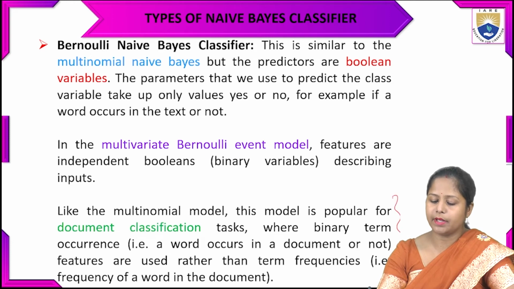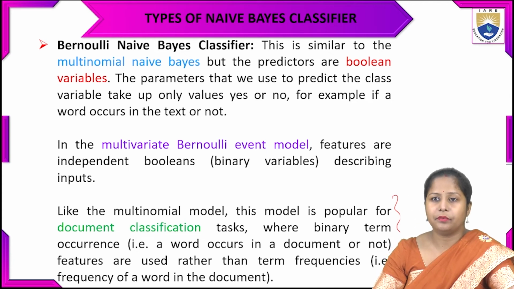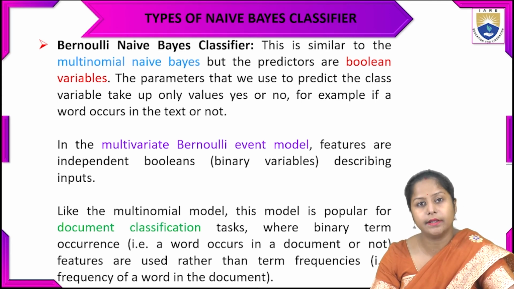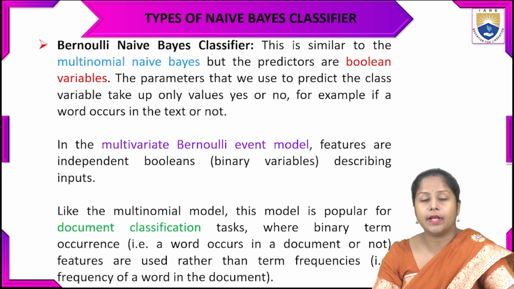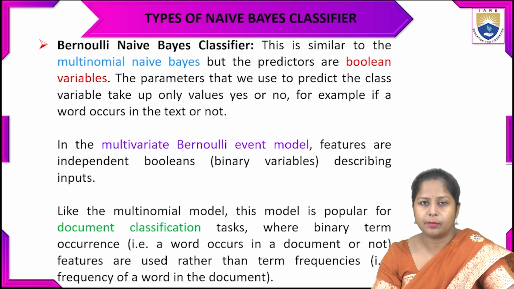Like the multinomial model, this model is also popular for document classification. If we have a document classification problem, we can also use it, but it is used for only two classes, like yes and no. The binary term occurrence is whether the word is there in the document or not. One event is whether the word is there in that particular document or paragraph or not. That is the binary type of classification, and there we use the Bernoulli naive Bayes classifier.